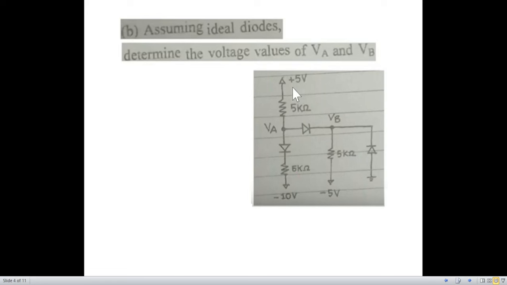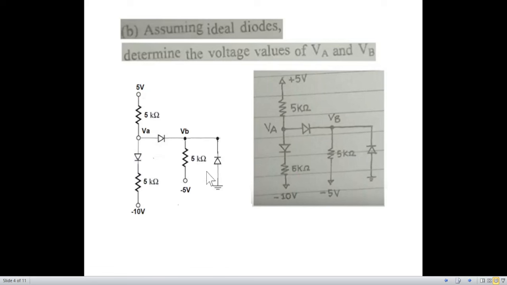Okay, it all started with this question sent by a student from Bangladesh. Assuming ideal diodes, determine the voltage values VA and VB. And I had made a video on this, but after a couple of months, a student from Japan pointed out that my solution is not correct. Then I promised him to look into it, but I forgot. Then another student from Bangladesh pointed out that the solution is not correct. So now I'm giving this the first preference to make sure that we all understand the concept.